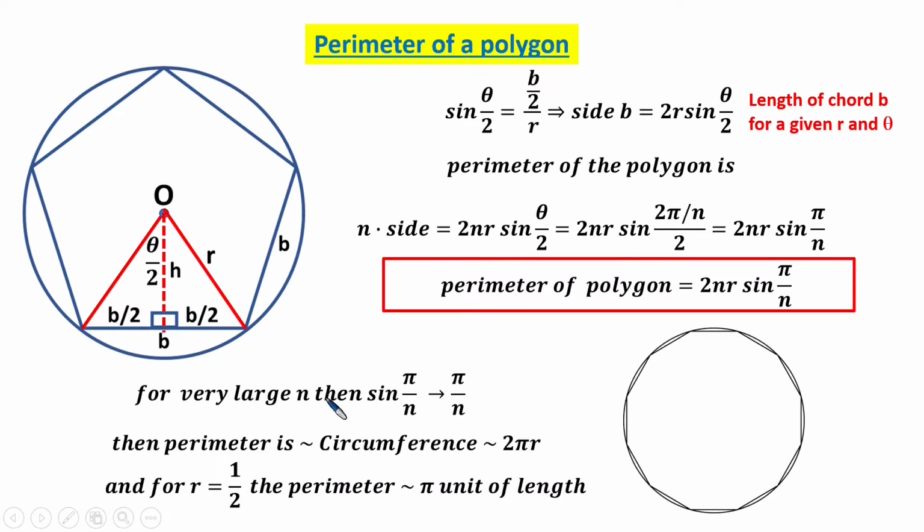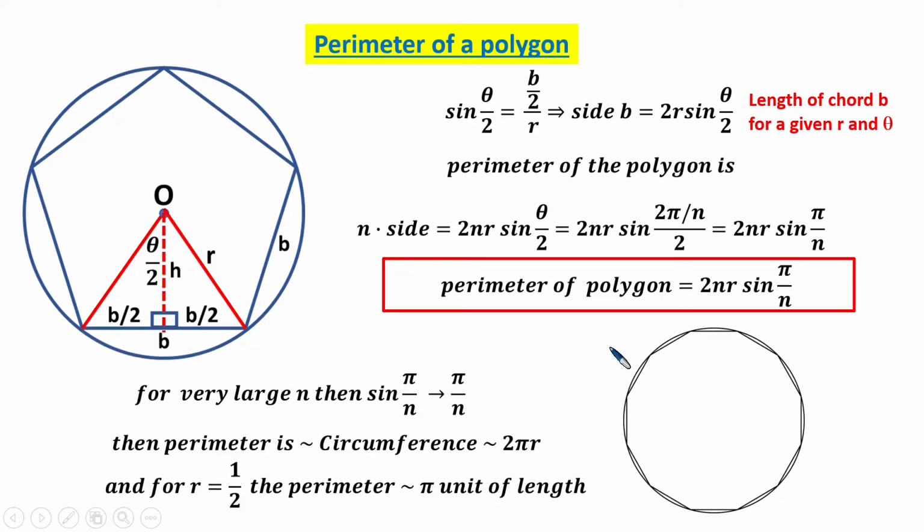And for a very large n, this quantity pi by n will become very small. We have seen in our trigonometry that sine of 0, or sine of a very small number, is very small, which we have seen from the sinusoidal curve. For a very small value of theta, sine of theta is theta. So here I use that idea.